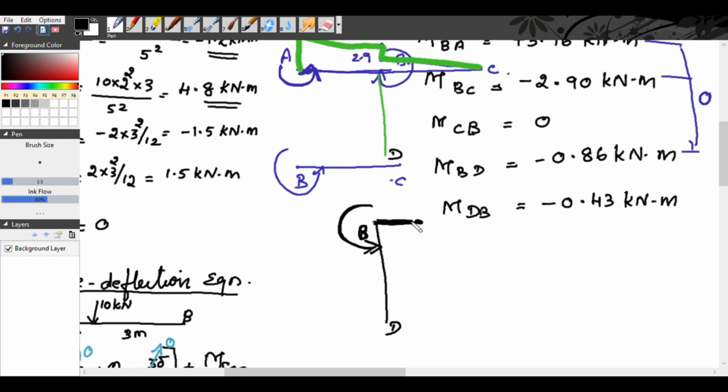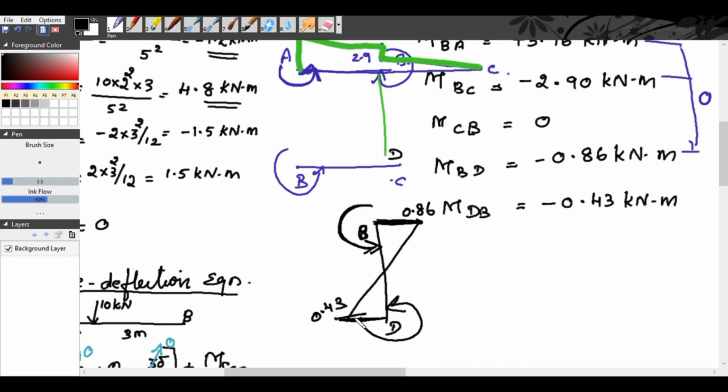So this is 0.86, and DB is also negative. So again you draw an anti-clockwise from outside, pointing towards the left. So it is like this, 0.43. This will be your final bending moments at the supports.